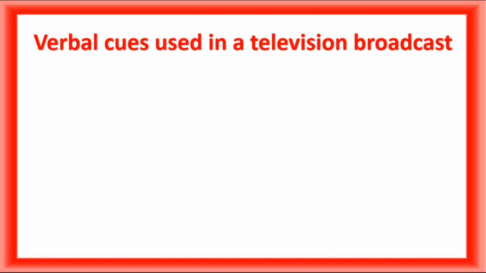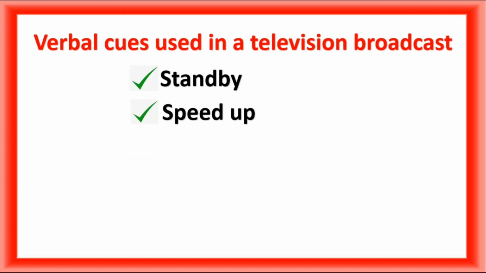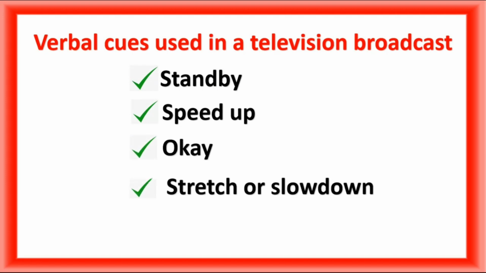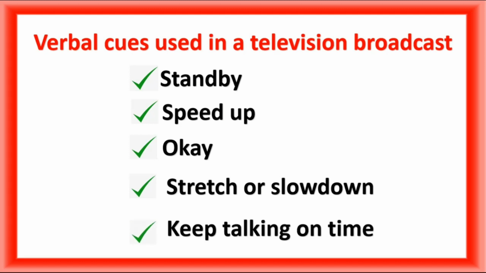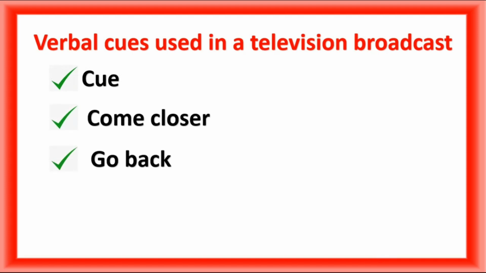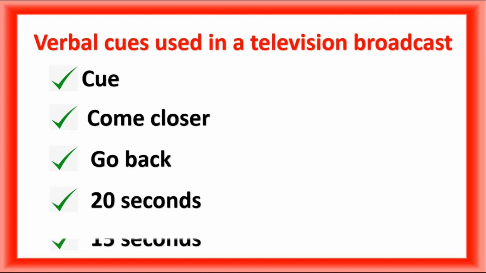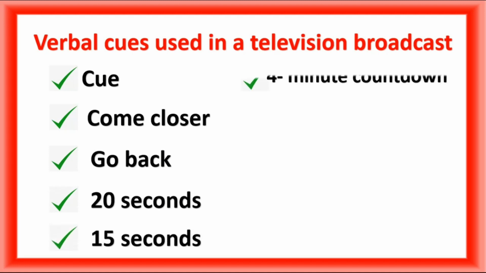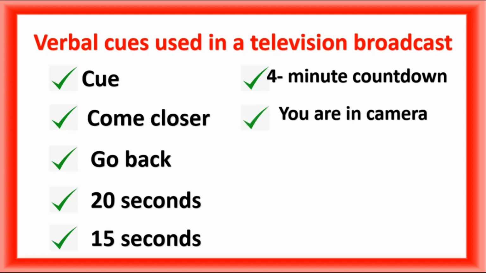Verbal cues used in a television broadcast. We have standby, speed up, okay, stretch or slow down, keep talking, on time, cue, come closer, go back, 20 seconds, 15 seconds, 4-minute countdown, you are in camera, and cut.